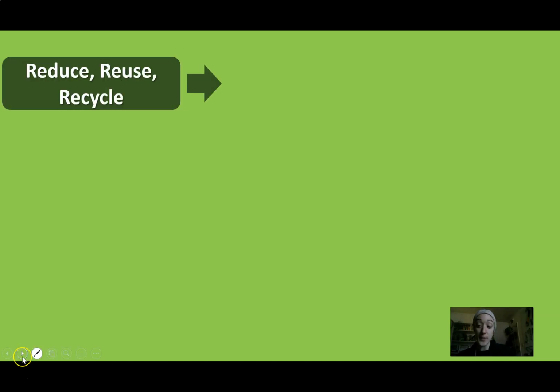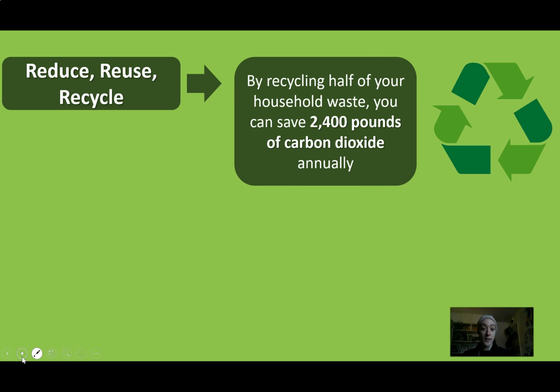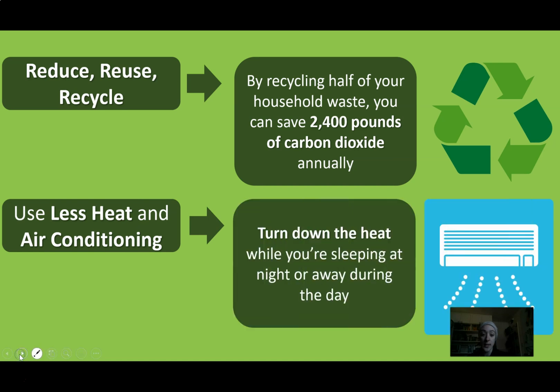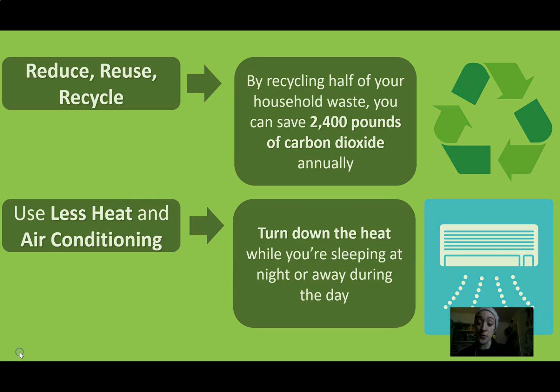Okay, first of all, reduce, reuse, and recycle. By recycling half your household waste, you can save tons of carbon dioxide annually. Literal tons. Use less heat and air conditioning. So turn down the heat while you're sleeping at night or while you're away during the day. And it actually helps you sleep better if your house is colder.